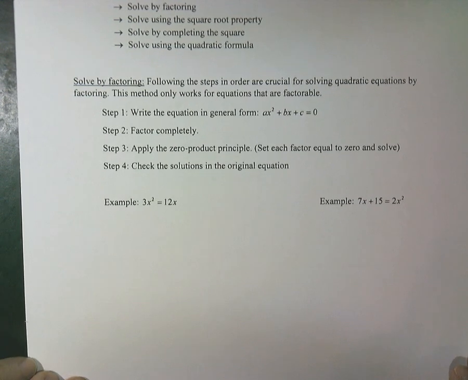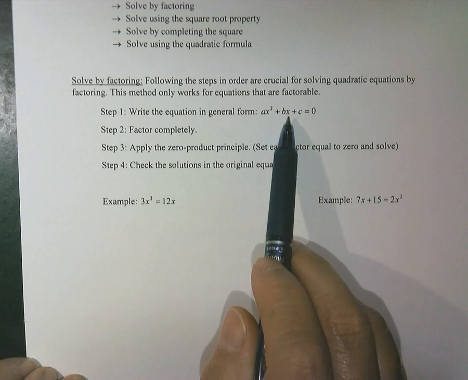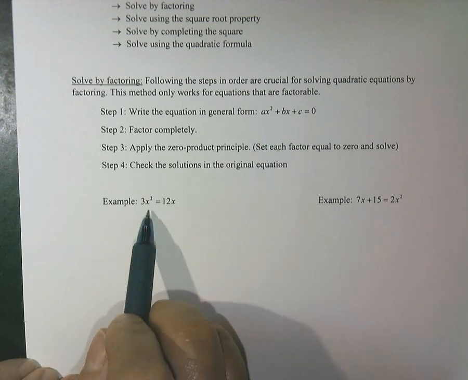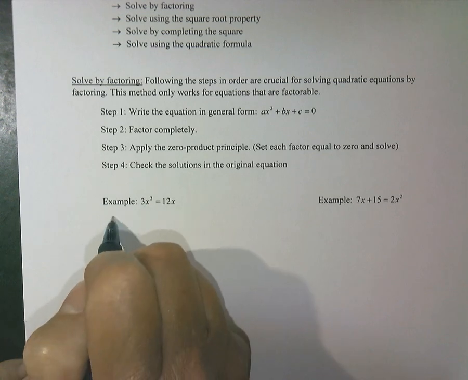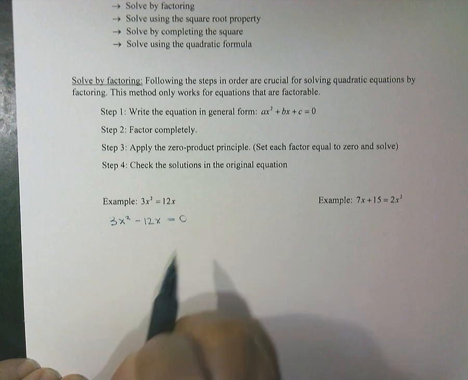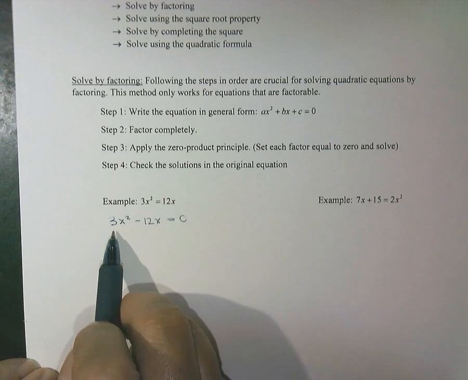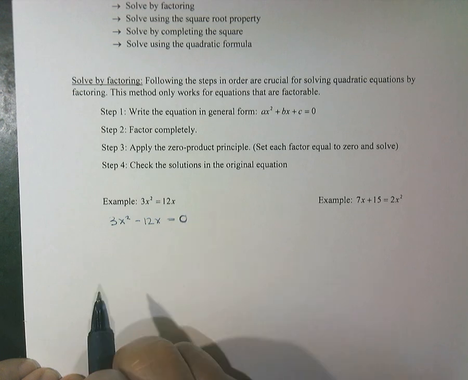So my first example, 3x squared equals 12x. I need to write it in general or standard form first. So ax squared plus bx plus c equals 0. I always keep the x squared term positive. I'm going to keep this 3x squared on the left side, subtract 12x, set that equal to 0. Notice a is 3, b is negative 12. I don't have a c value, and that's okay.